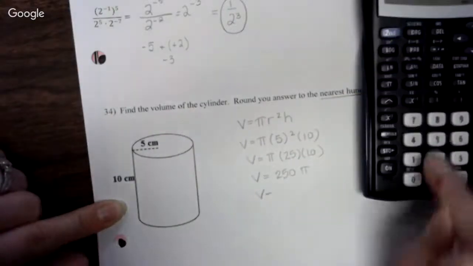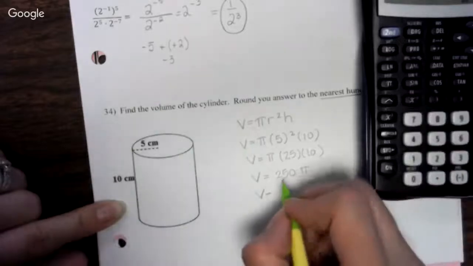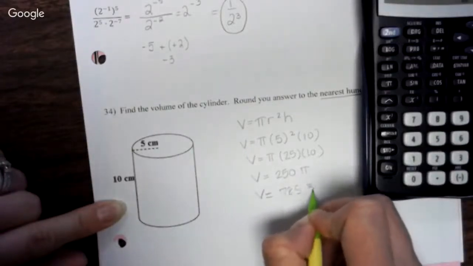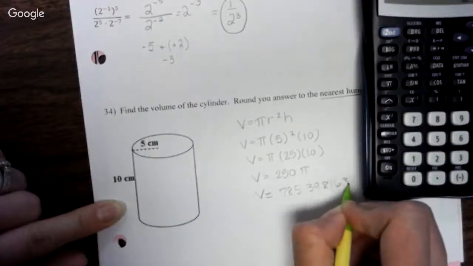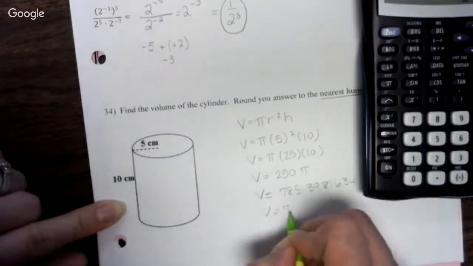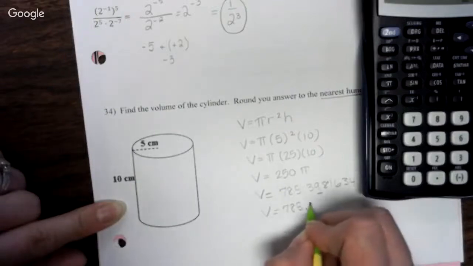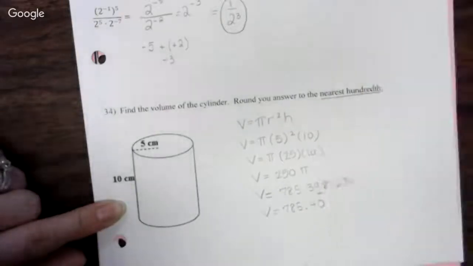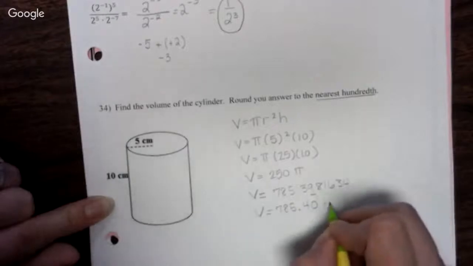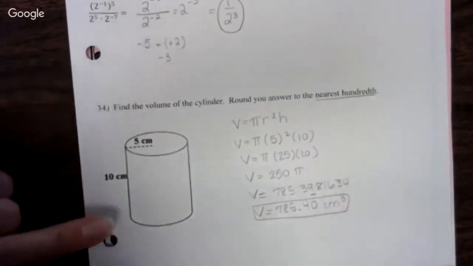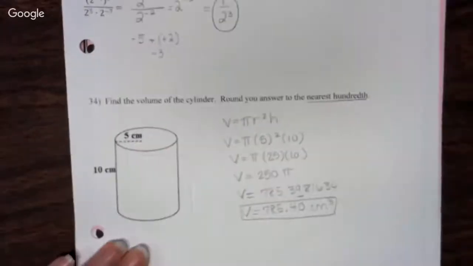So I'm going to take my calculator. 250 times pi is 785.3981634. Now, nearest hundredth, which would be the 9, the 8 tells us to go up, which is actually pushing the 9 up to a 10, making the tenths value 4. And this would be centimeters cubed. And don't forget to put the 0 after that, signifying that you are rounding to the nearest hundredth.